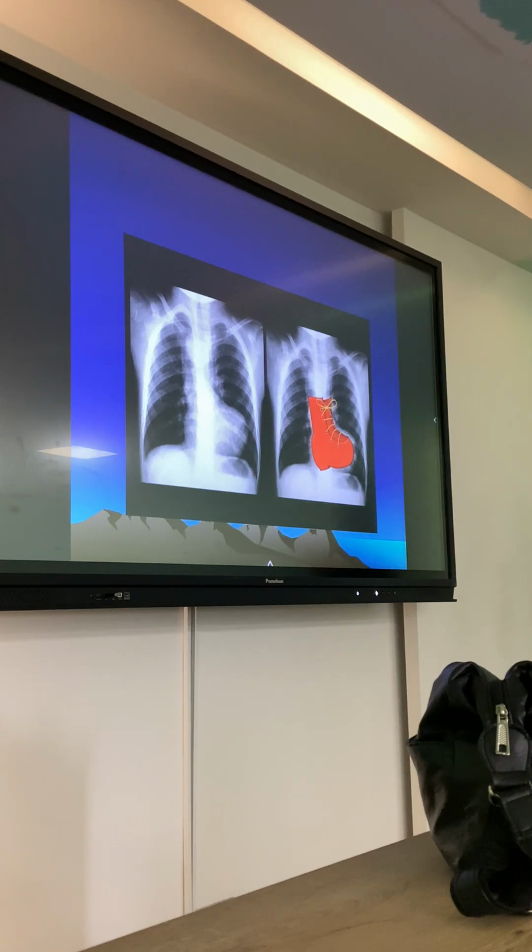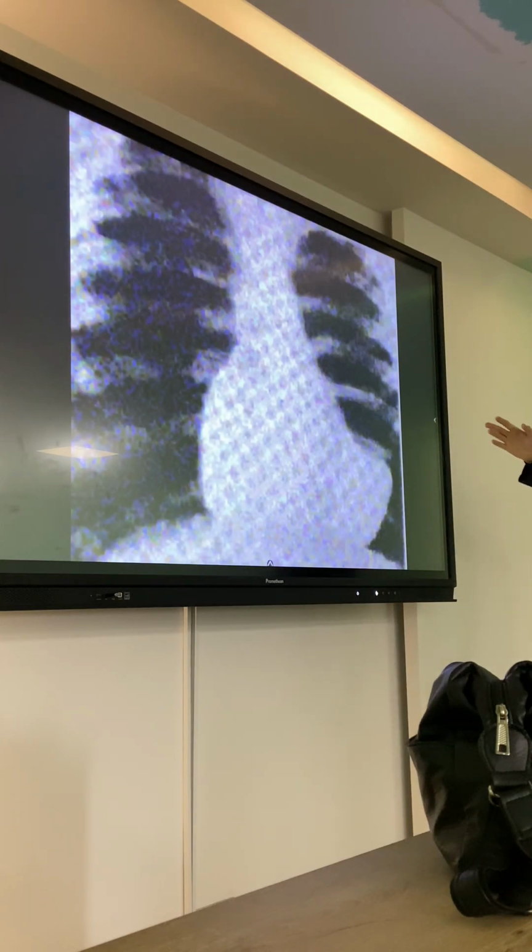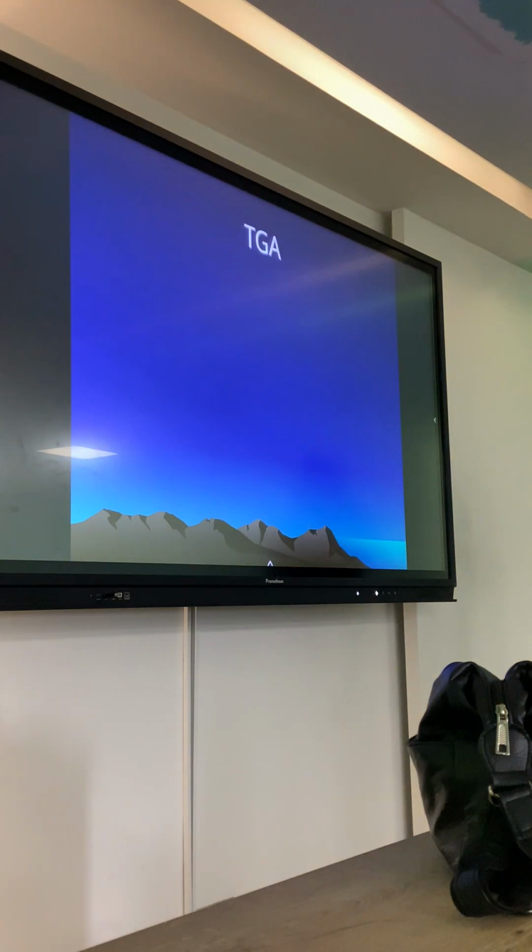Tetralogy of Fallot, especially tetralogy of Fallot. You can see the boot-shaped heart is related to tetralogy of Fallot. That is a cyanotic disorder related to congenital heart disease. That is a boot-shaped heart. Do you have any question about tetralogy of Fallot?